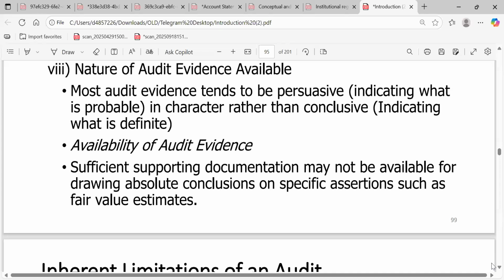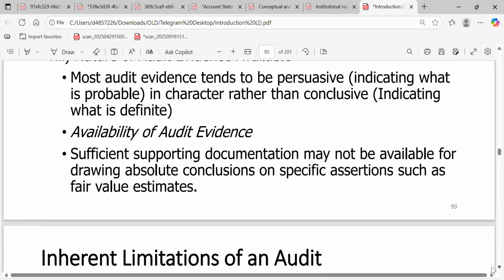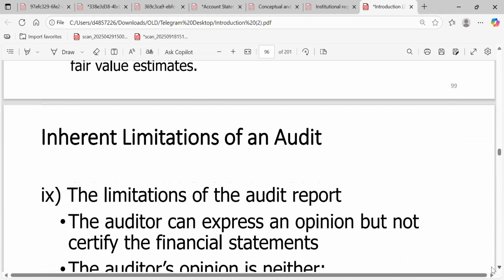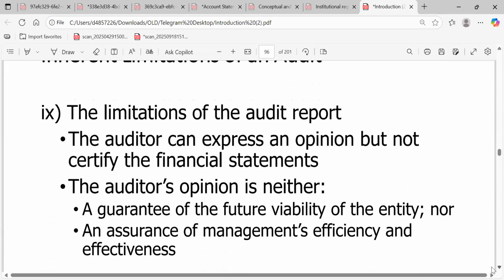So when they do such things, it means the auditor will be limited. He cannot go and fetch evidence that he doesn't have, that management is supposed to give him, but management is refusing to give it to him. So it becomes a problem. And even the audit opinion, the auditor just expresses an opinion. He doesn't certify the financial statement. So this becomes a limitation.